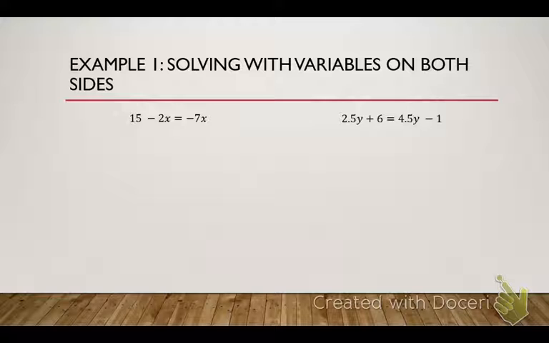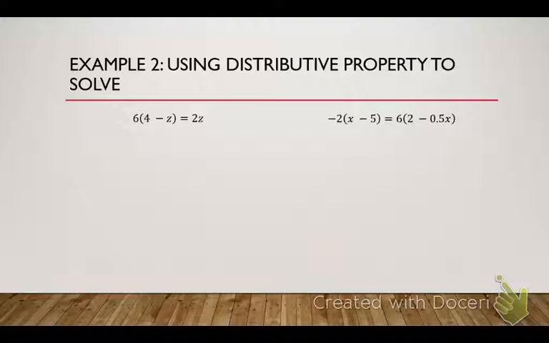Okay, so we learned that in example 1. What do you notice in example 2? Very good. Distributive property. With distributive property, I just subtract 4 minus z. It makes my life really easy, right? Can I do 4 minus z? No, I can't because they're not like terms, so I have to distribute. So I would go 6 times 4, which is 24, and 6 times negative 1z, which is negative 6z.